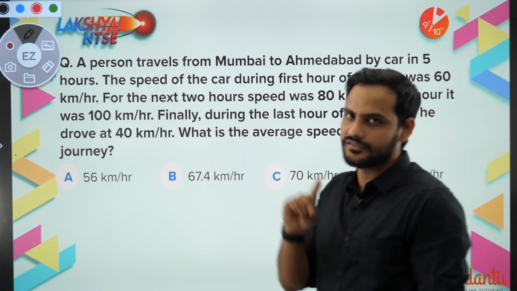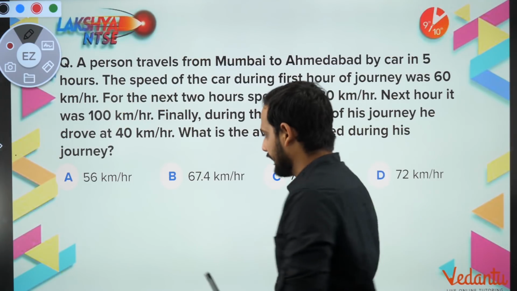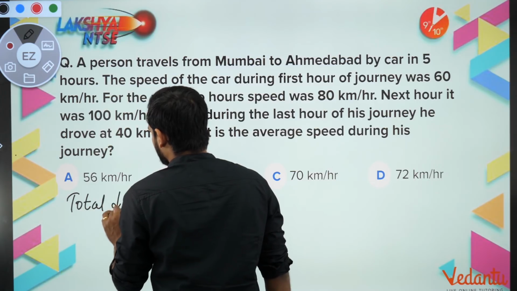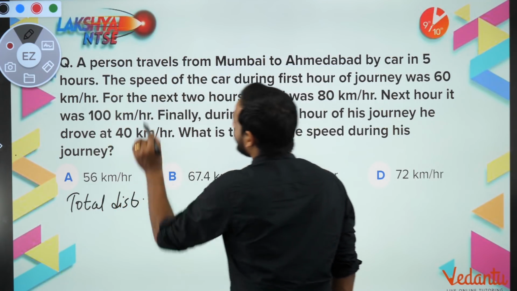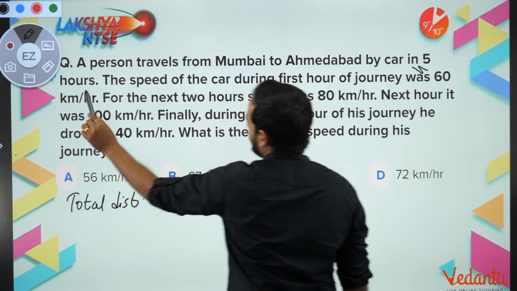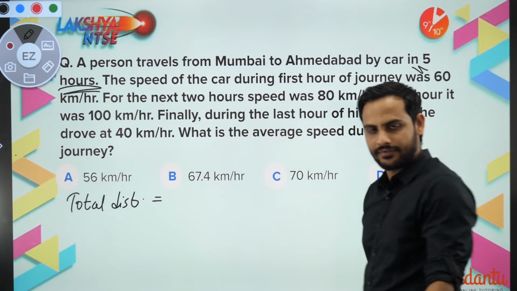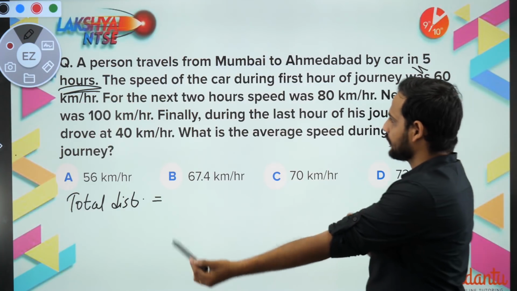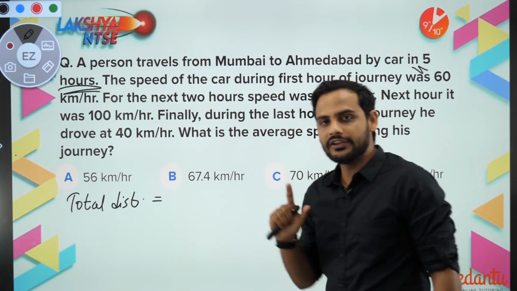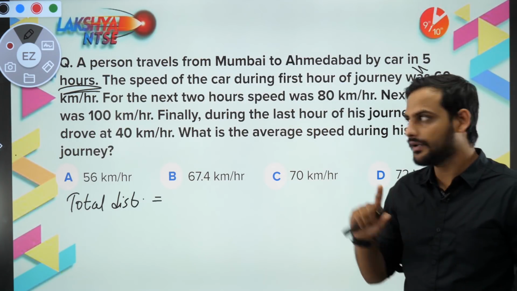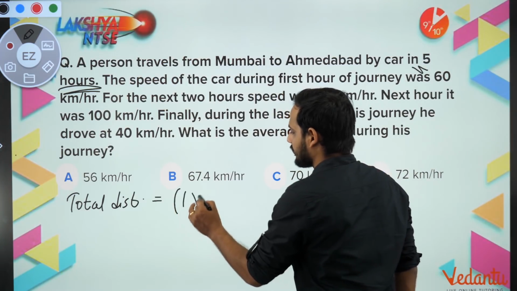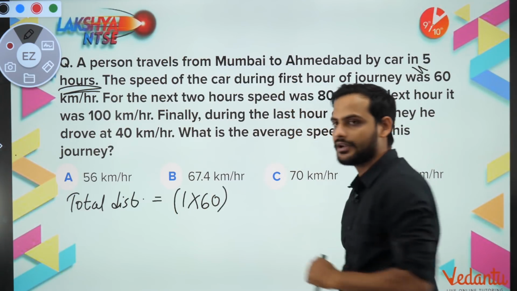Again, average speed means total distance upon total time taken. So let us find out what the total distance is. Total time we know is 5 hours. They have already given it. Let us find out total distance. The speed of the car during the first hour was 60 km per hour. We know that distance is equal to speed into time. So in 1 hour he has traveled 1 into 60, that is 60 km.